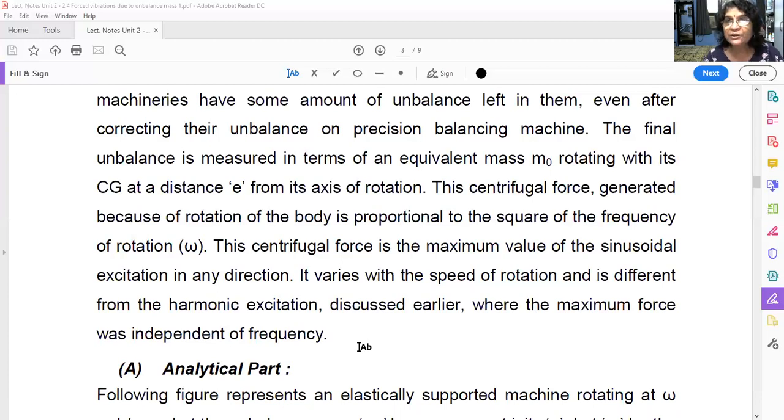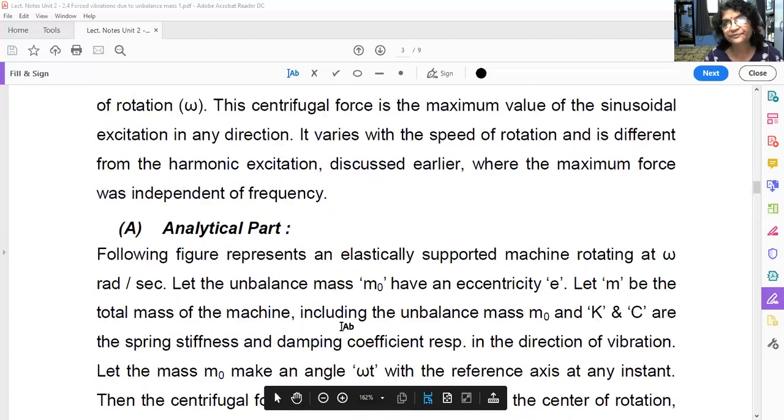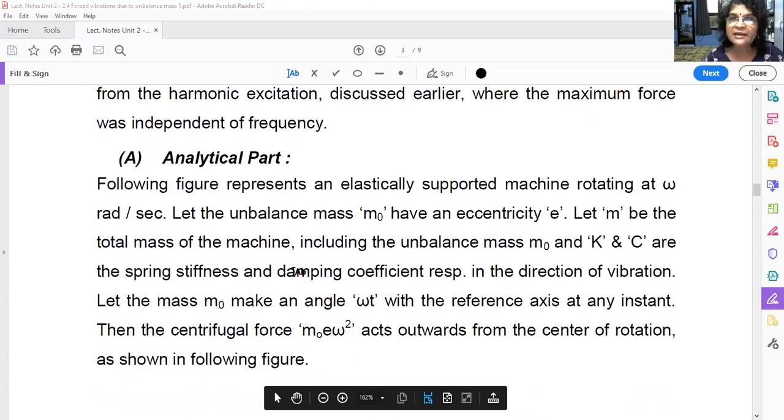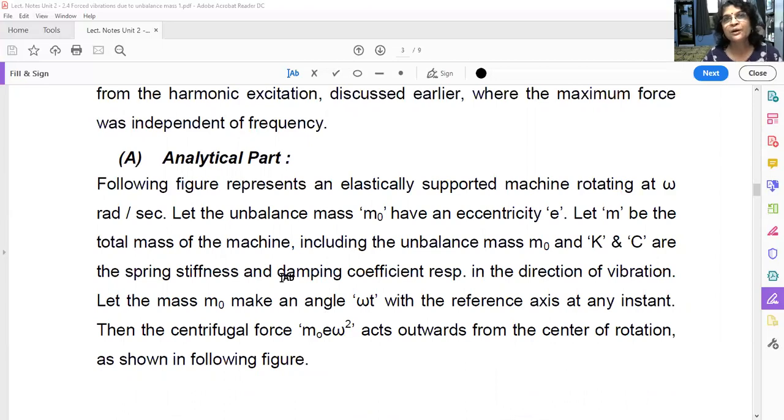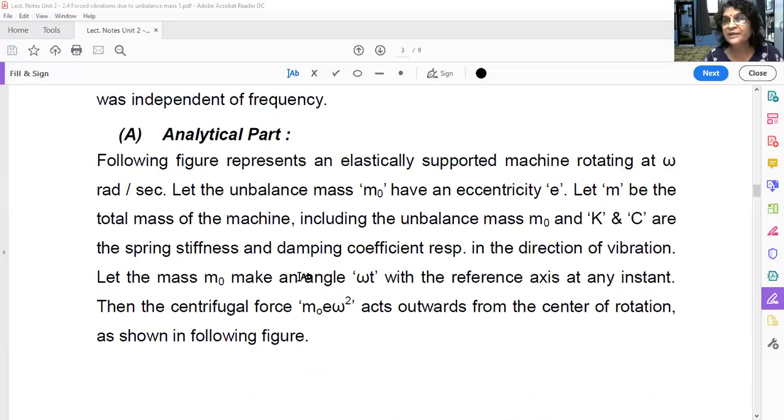But here that is not the case. The unbalanced force present in the system is totally dependent on omega. This is the main difference between these two cases. Now first let us see the analytical part of this case 2. The following figure represents an elastically supported machine rotating at the speed omega radian per second. Let the unbalanced mass M0 have an eccentricity e, and let the total mass of the machinery be M.